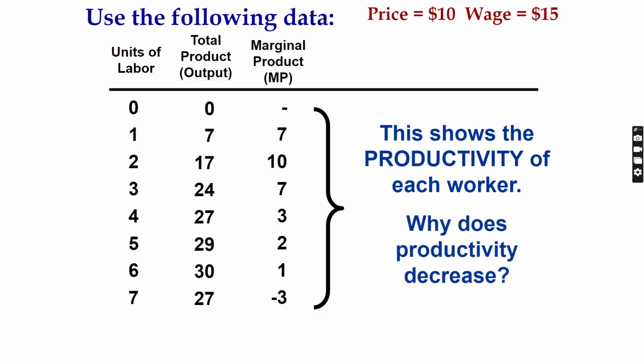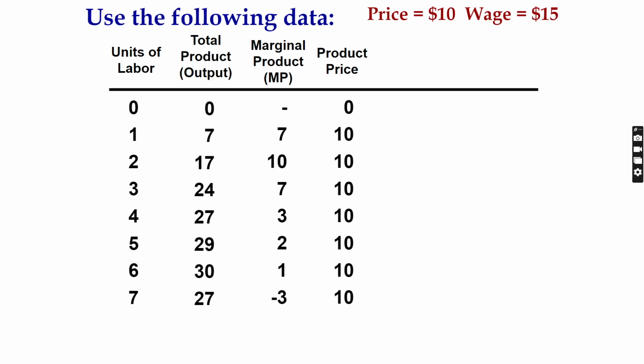And so we already discussed why productivity decreases. That's the law of diminishing marginal returns. I'm going to keep repeating that because it's very important. It could come up. Then we're going to add the product price here. And remember, this is a perfectly competitive market. So the product price is going to be $10 every time. It's not going to change.